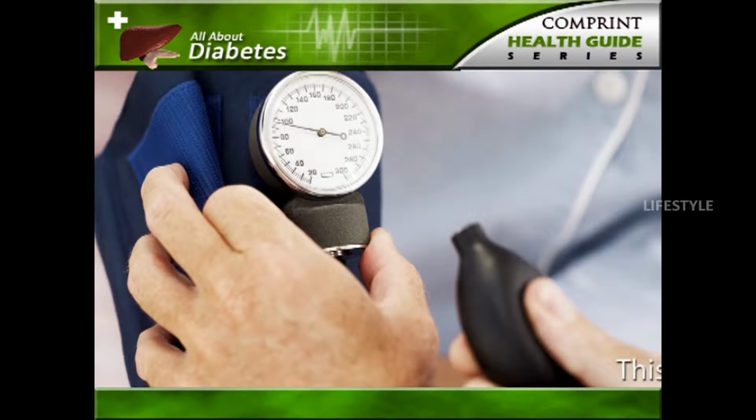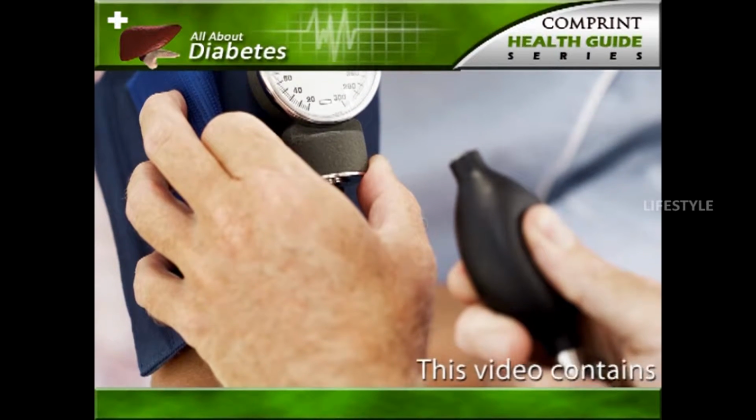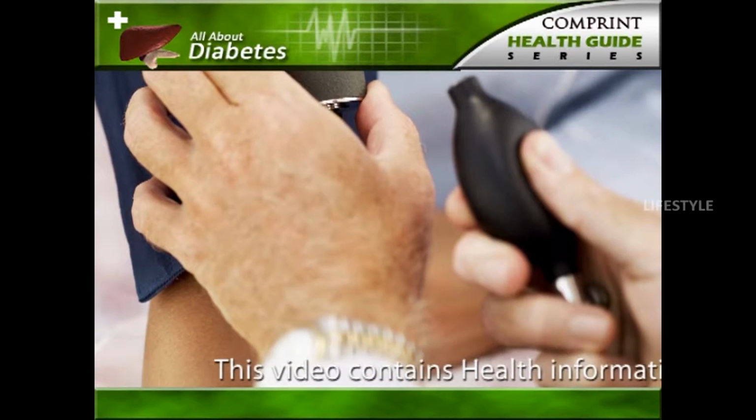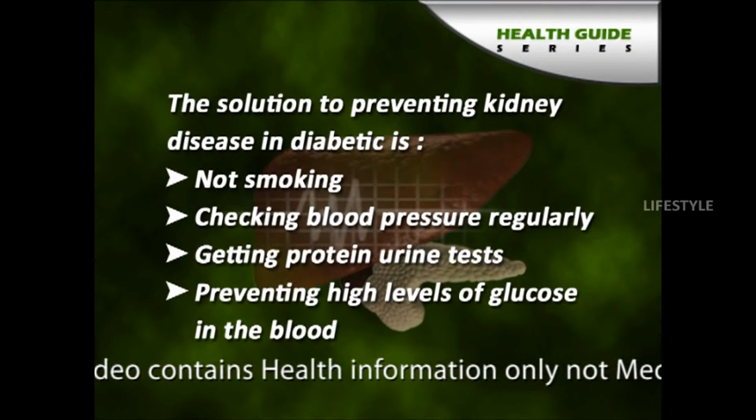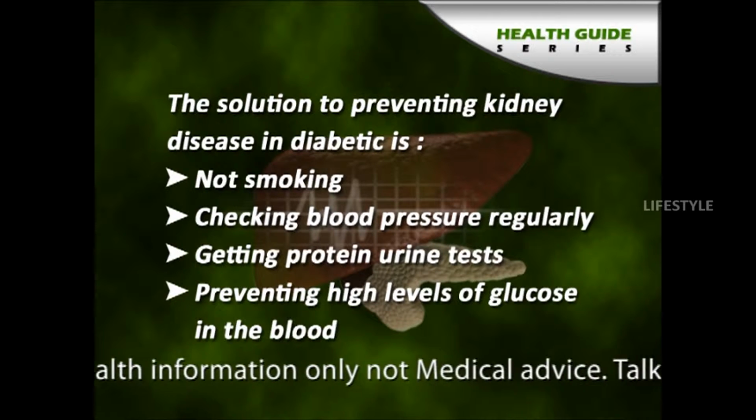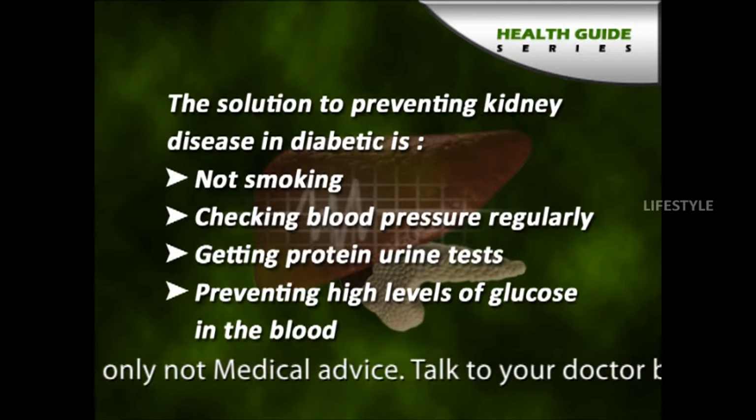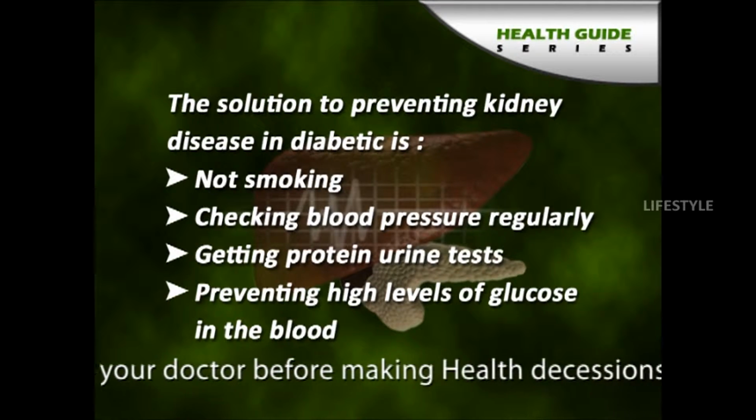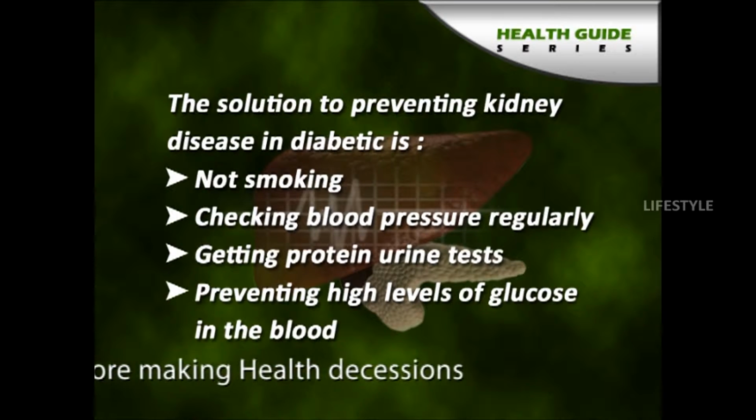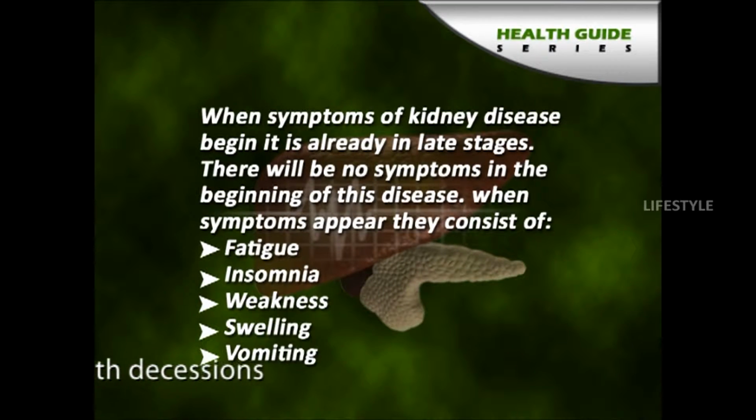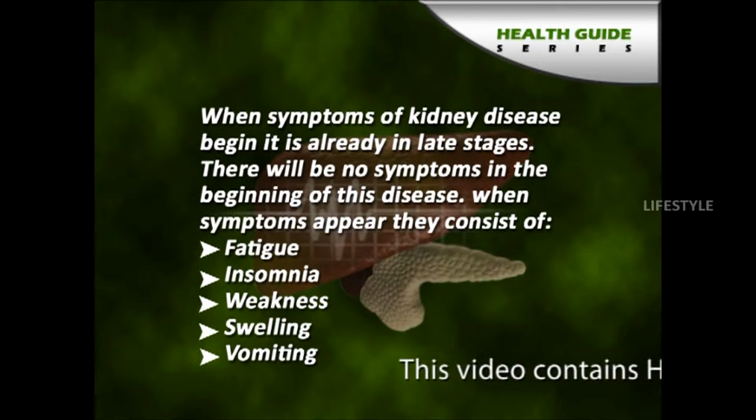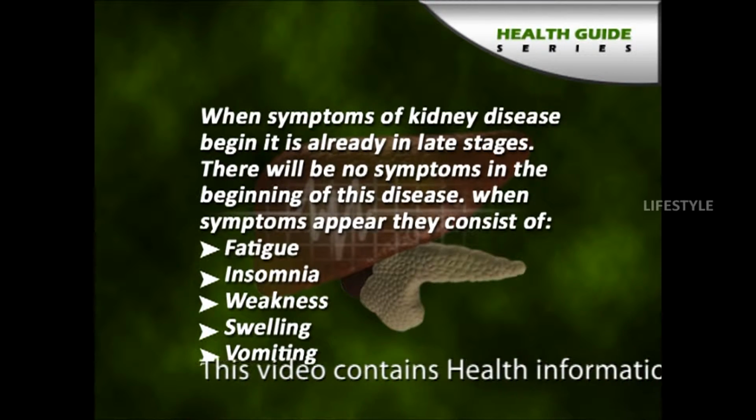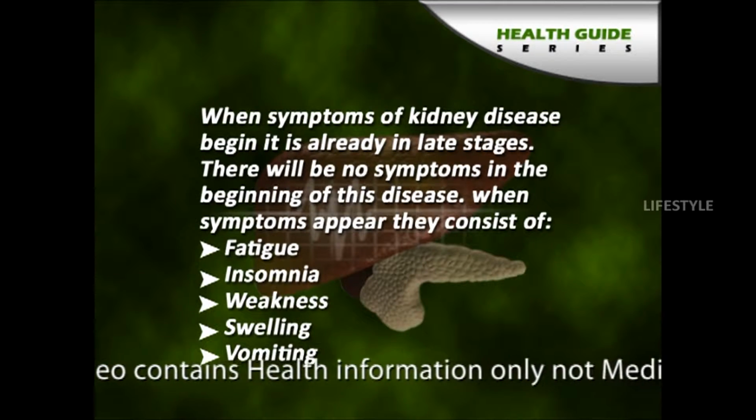High blood pressure is considered the major factor in kidney problems developing in persons with diabetes. The solution to prevent kidney disease in diabetics is not smoking, checking blood pressure regularly, getting a protein urine test, and preventing high levels of glucose in the blood. When symptoms of kidney disease begin, it is already in the late stages. There will be no symptoms in the beginning of this disease. When symptoms appear, they consist of fatigue, insomnia, weakness, swelling, and vomiting.